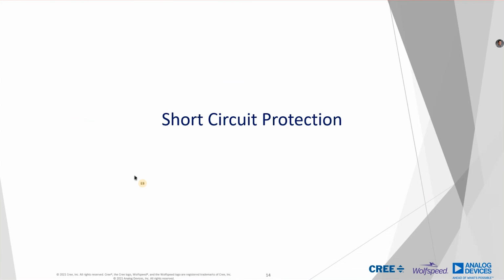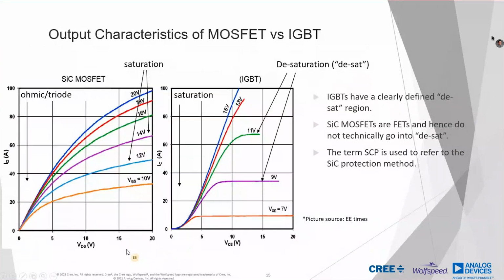Okay, so let's dig into a little bit now on the short circuit protection. Before we get into short circuit protection, I briefly want to touch on the differences in the output characteristics between MOSFETs and IGBTs. A lot of folks are familiar with overcurrent protection in an IGBT, and the difference between the way the two devices work internally has great impact on how the protection performs.